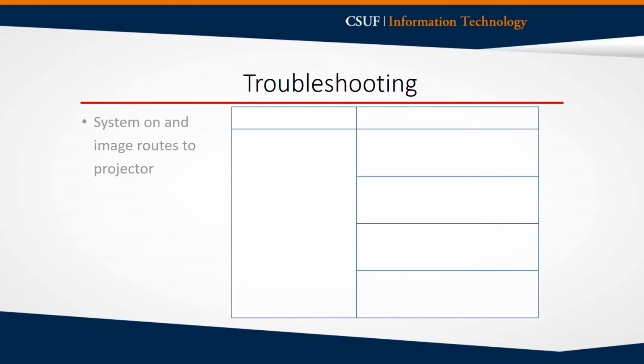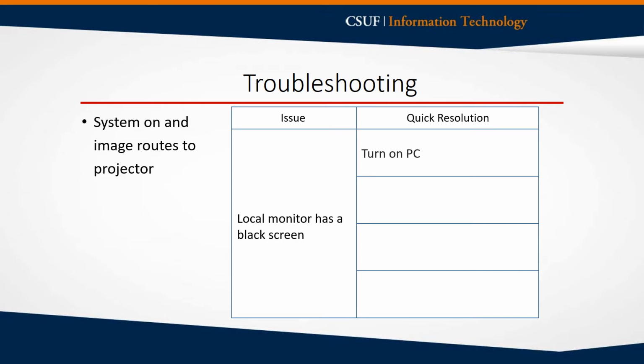When starting the system normally, and the image routes to the projector, but the local monitor has a black screen, first check to see if the PC is turned on. A powered-on PC will display a white light on its power button. If the PC is powered on, next check to see if the monitor is turned on by examining the power button in the lower right corner of the monitor frame. If it is blue, it is on. If it is not, press the power button. If the monitor still will not power on, check the actual power cable in the back of the monitor. If it has come loose, push the connector upward into the socket.